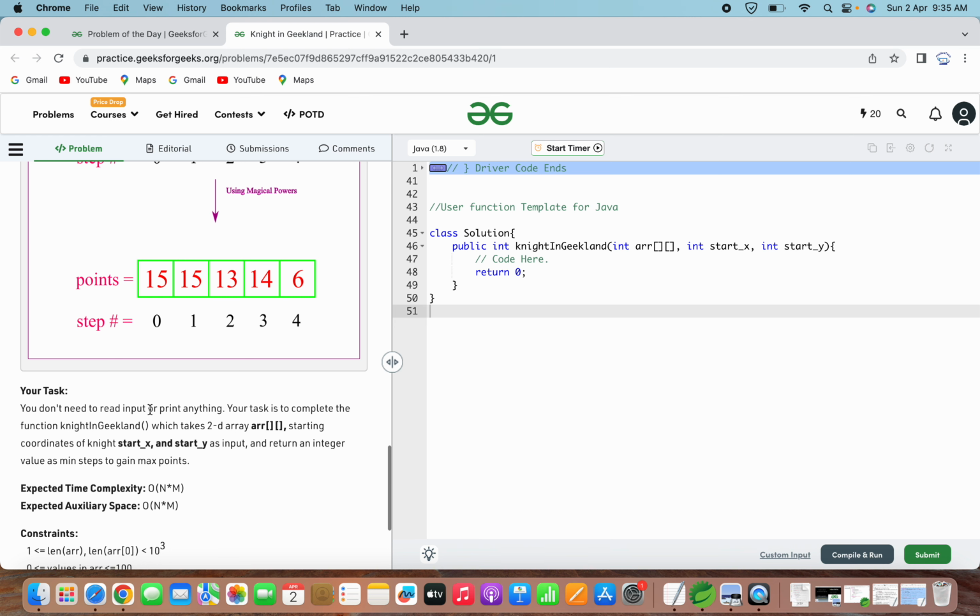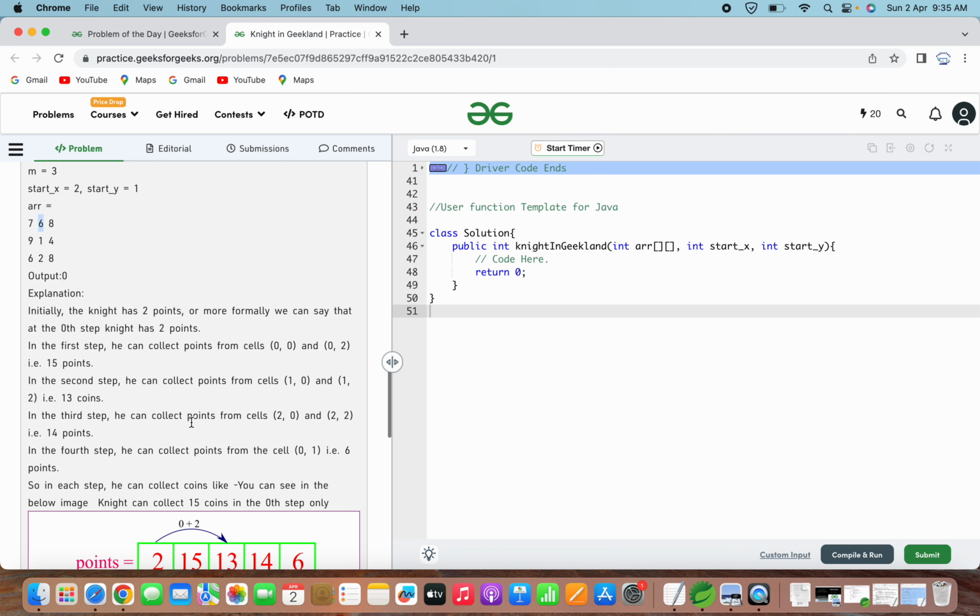So here, to solve this problem, we can use a BFS approach to find all the cells that the knight can visit in exactly i steps without revisiting any cells.